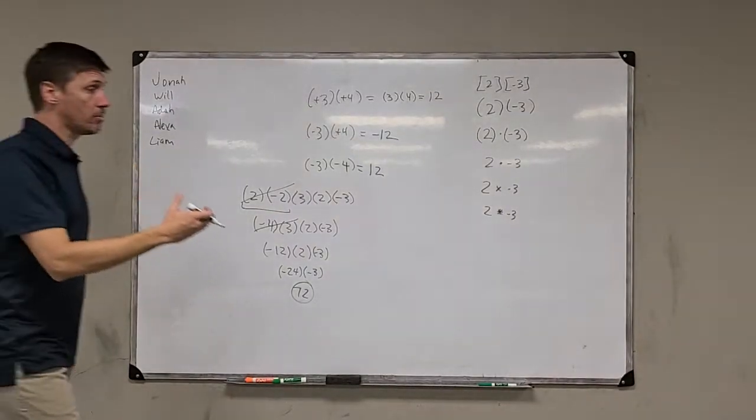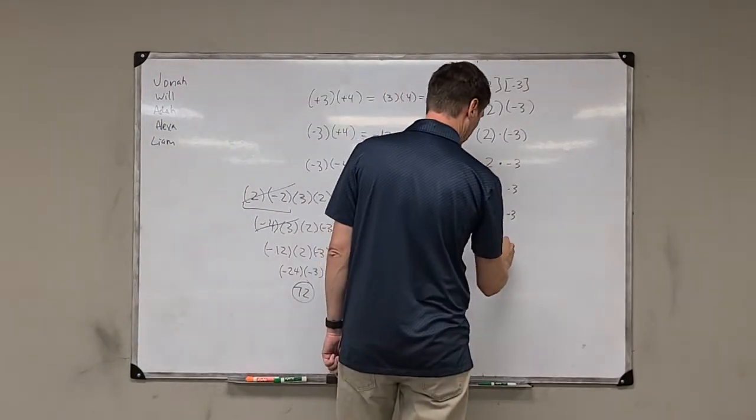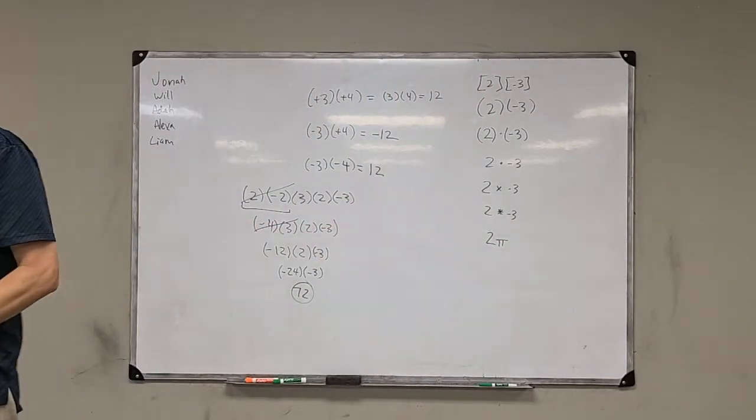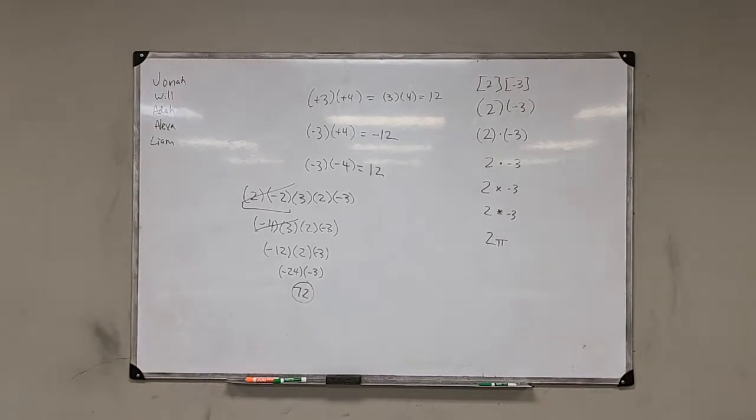And if you have a number with a variable next to it, like what we talked about with pi, that means 2 times pi, okay? Can anybody think of another way? Those are kind of the main ways that we represent multiplication.